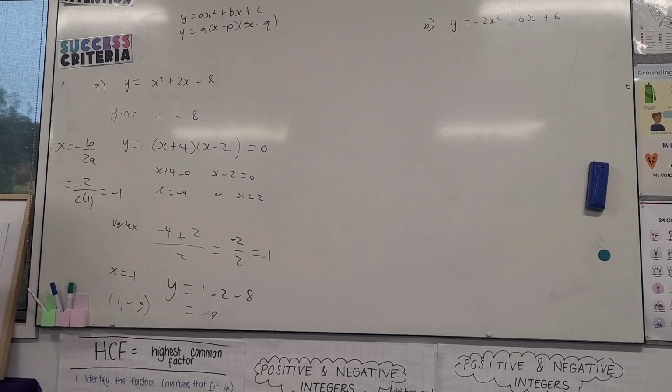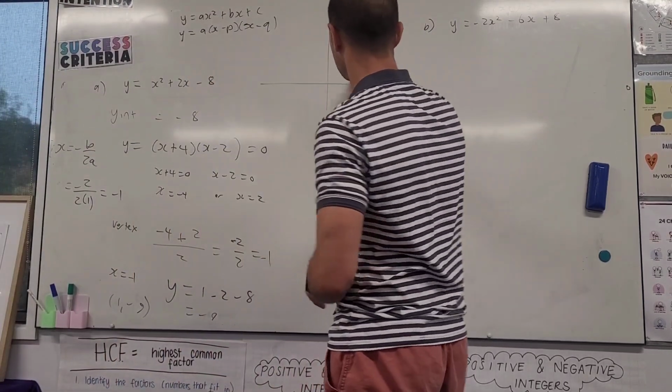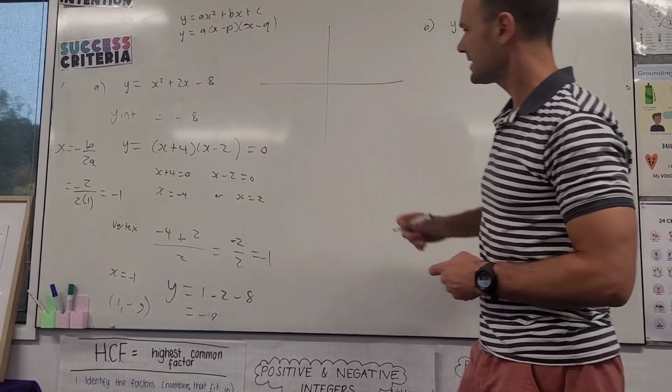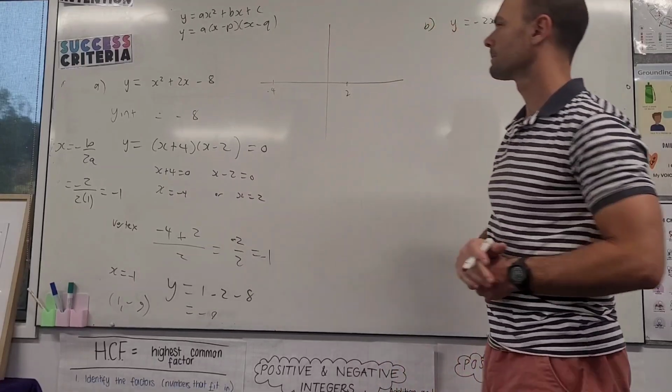Okay, all of those features we can see from the graph. Now we're ready to graph. We have everything that we need. We have the x-intercepts, the y-intercept, and the vertex. So x-intercepts at minus 4 and positive 2.